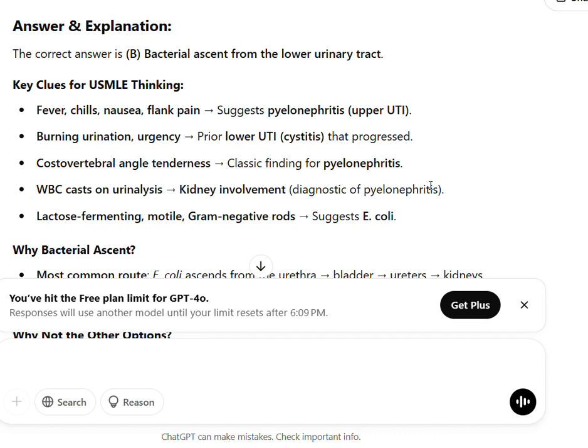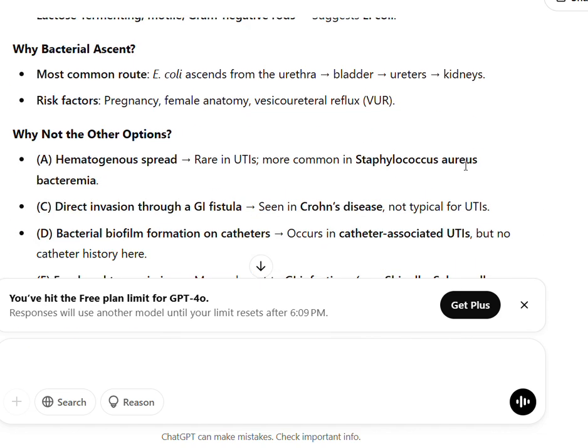Lactose-fermenting, motile, gram-negative rods suggest E. coli. Why bacterial ascent? It is the most common route. E. coli ascends from the urethra to the bladder, ureters, and kidneys. Risk factors include pregnancy, female anatomy, and vesicoureteral reflux, VUR.